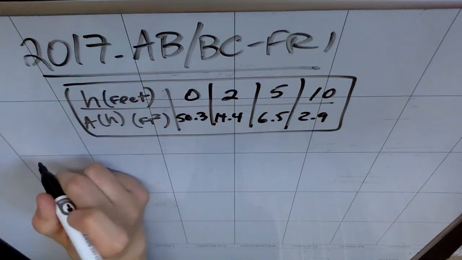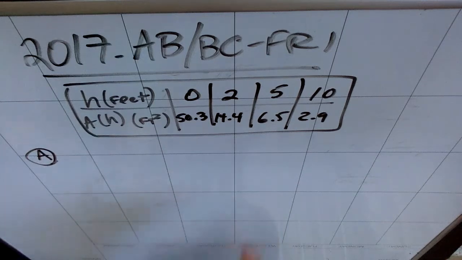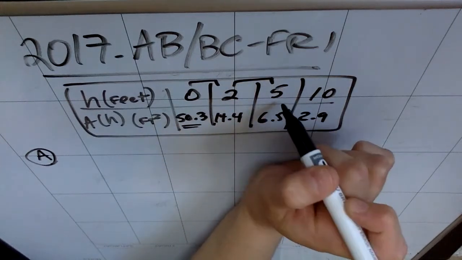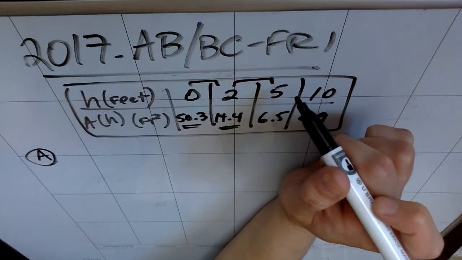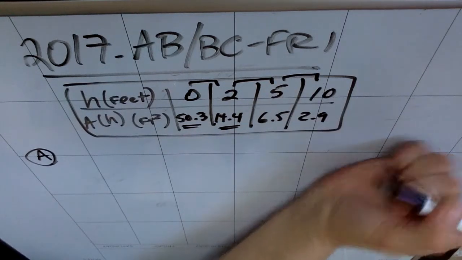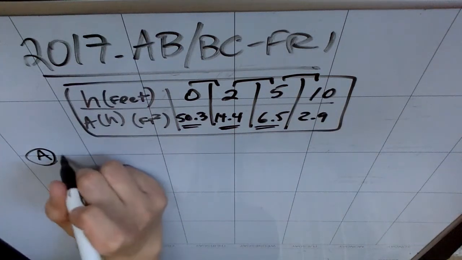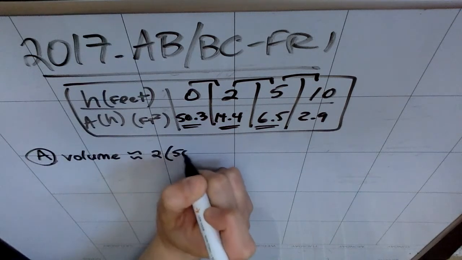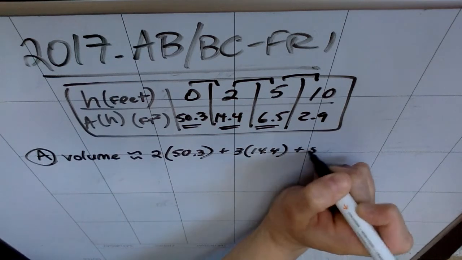So in part A, they want me to use a left Riemann sum. That just means boxes, but use the left of the two y values as the height of your box. So this box has a width of 2, but a height of 50.3. This box has a width of 3 from 2 to 5, but a height of 14.4. Because again, I'm using the left y value, hence left Riemann sum. This box has a width of 5 and a height of 6.5. So my volume is going to be approximately 2 times 50.3 plus 3 times 14.4 plus 5 times 6.5.